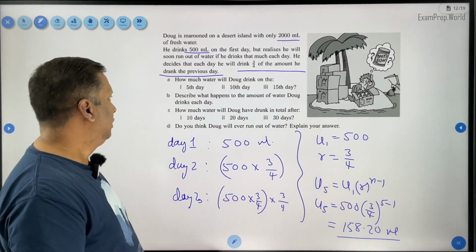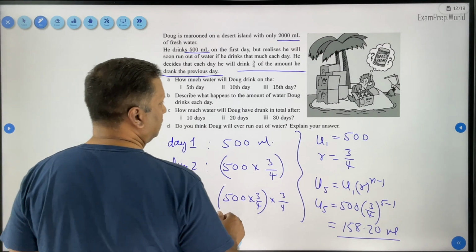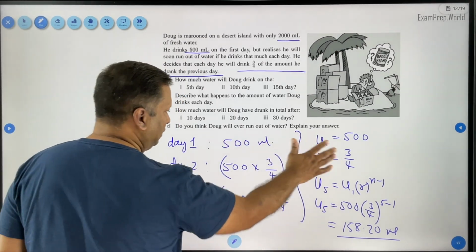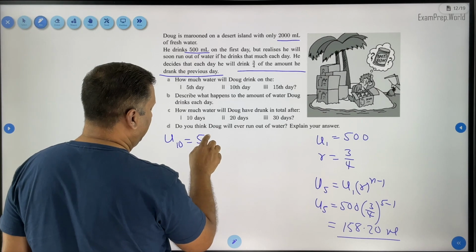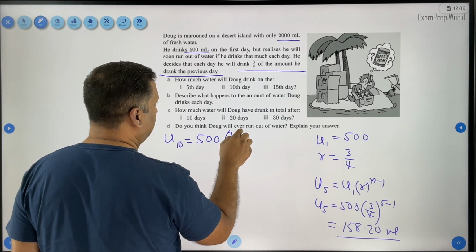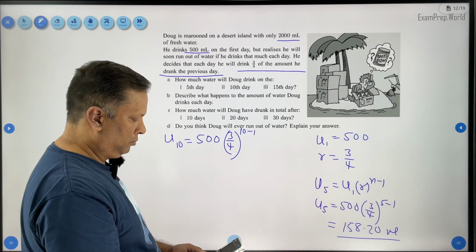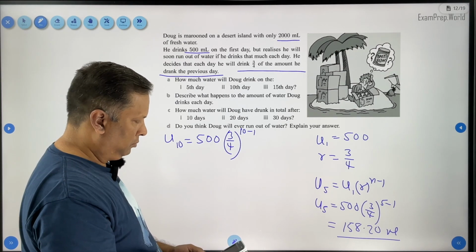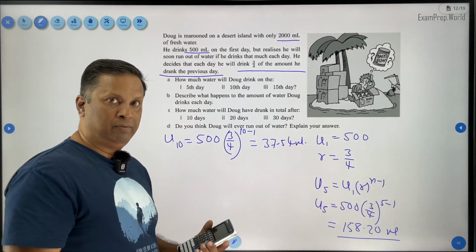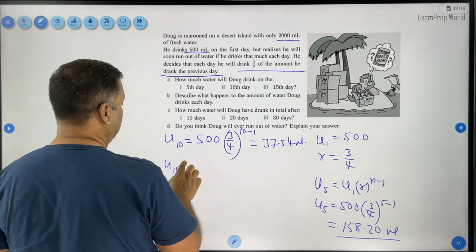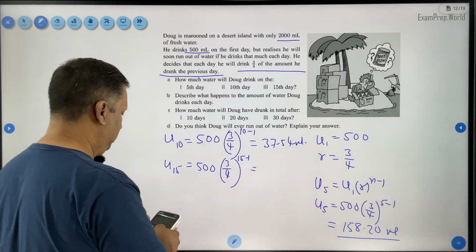Okay. What's the question? 10th day and 15th day, right? Let us calculate for 10th day. Have you copied this? Okay. Because we already have this one, I am going to erase this part. And let us do U10. U10 is 500 times 3/4 whole to power 10 minus 1. I think he will have very less. 37.54 ml only he will have. Okay. Then U15, on 15th day he will drink 500 times 3/4 to power 15 minus 1, which is 14. So I will just change the power on the calculator.